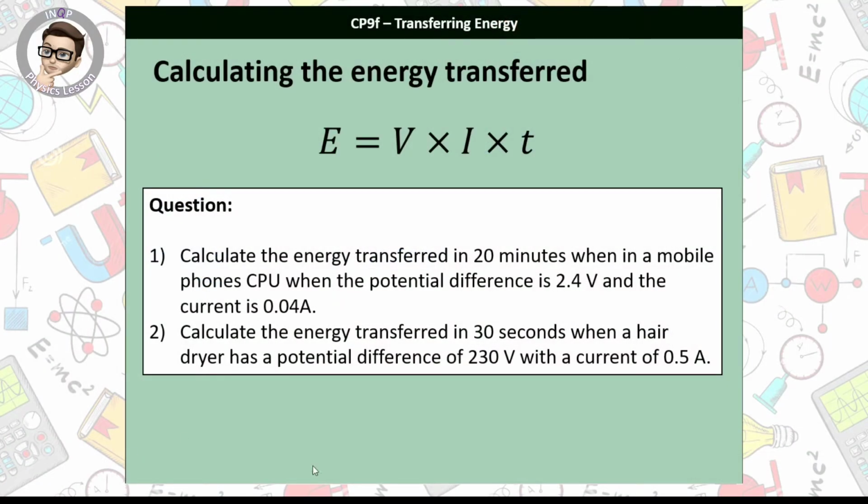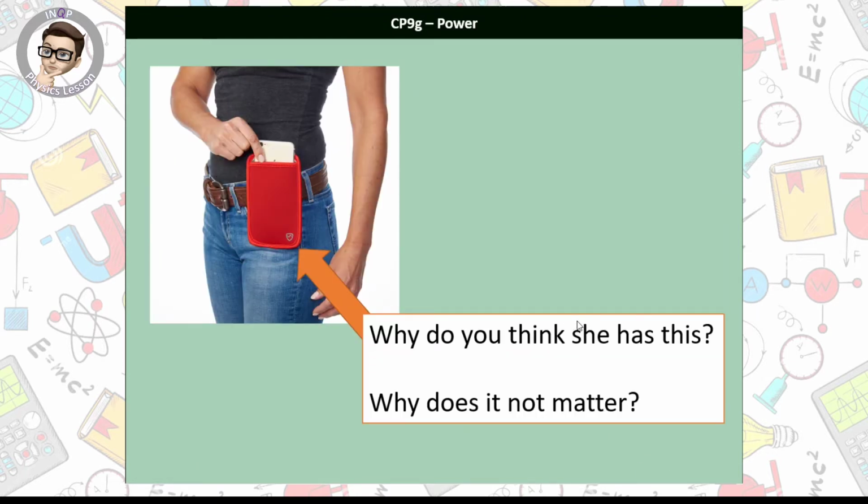So let's have a think about what this lesson is about. It's all about power. Now, having said that, have a look at this picture. Why do you think she has this pouch? What's going into the pouch? I mean, that'll give you an idea. And why doesn't it really matter? Pause the video and just have a think about it.